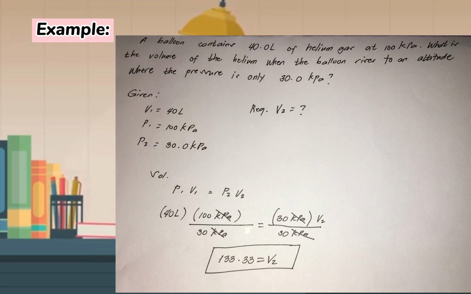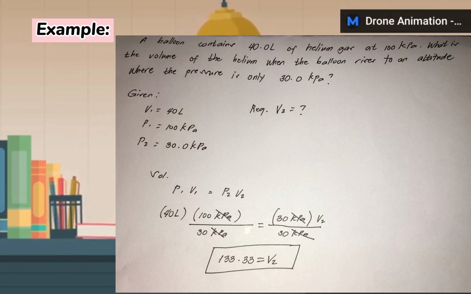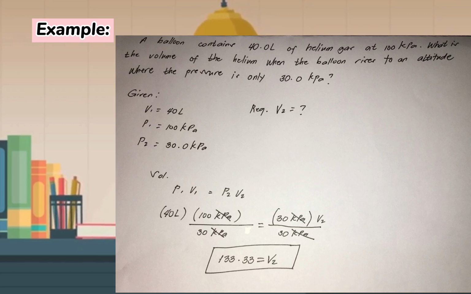A balloon contains 40 liters of helium gas at 100 kPa. What is the volume of the helium when the balloon rises to an altitude where the pressure is only 30 kPa? Our first volume is 40 liters. Our first pressure is 100 kPa. Our second pressure is 30 kPa. And we are finding our second volume.